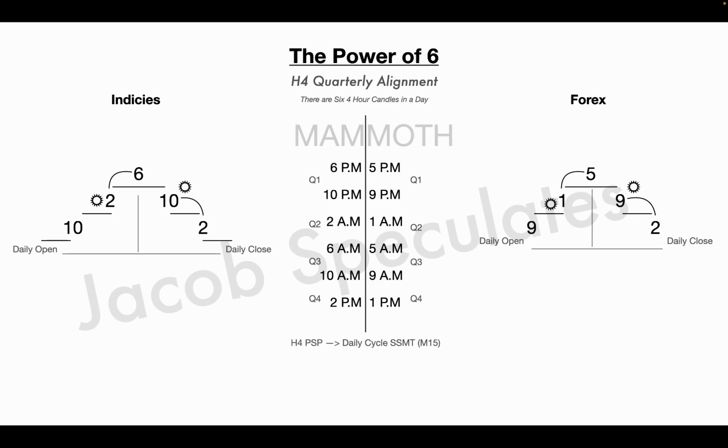And this is where things get a bit deep. So the power of 6, 4-hour quarterly alignment. So there are 6 4-hour candles in a day, and I have them listed in the middle.